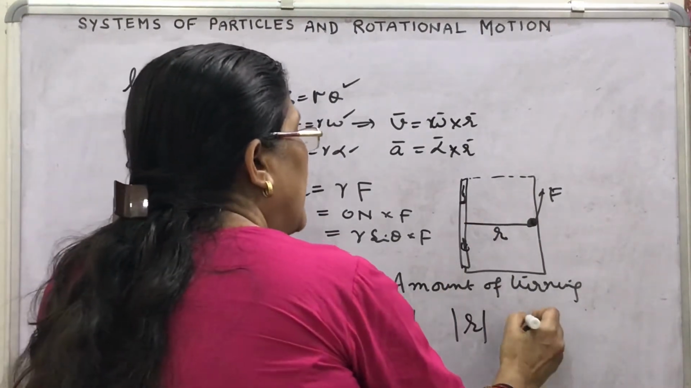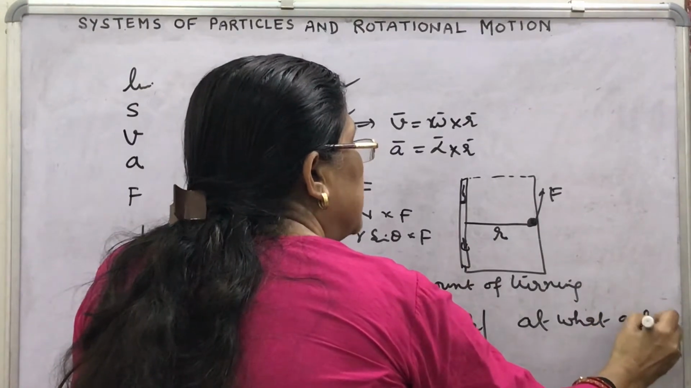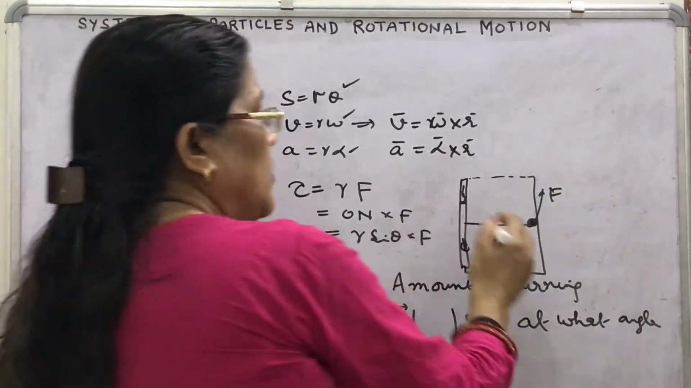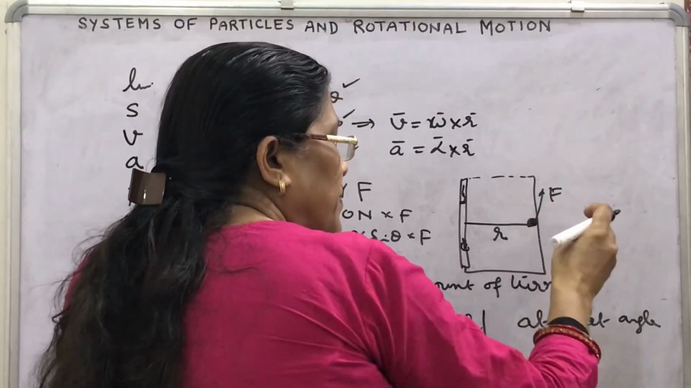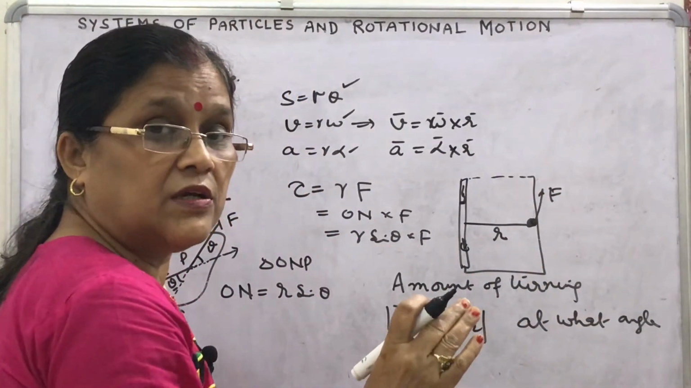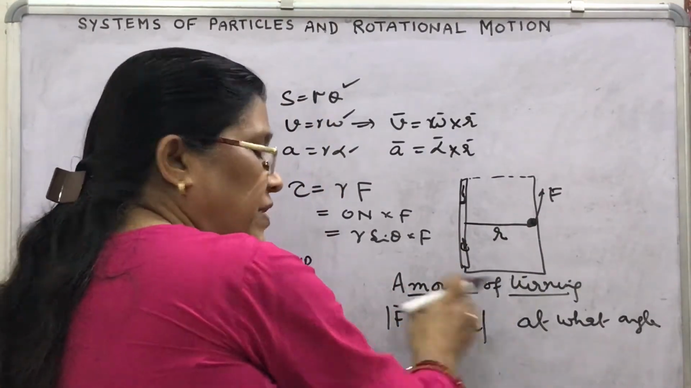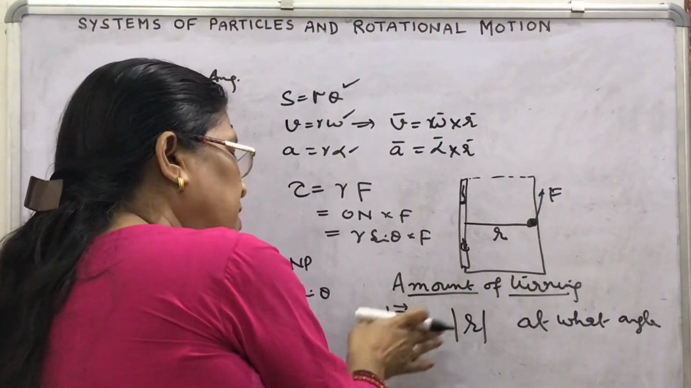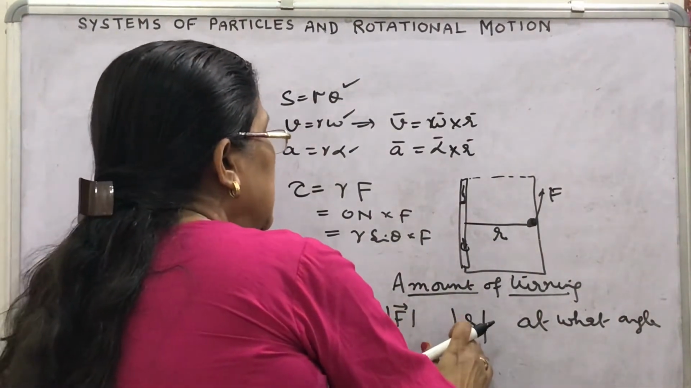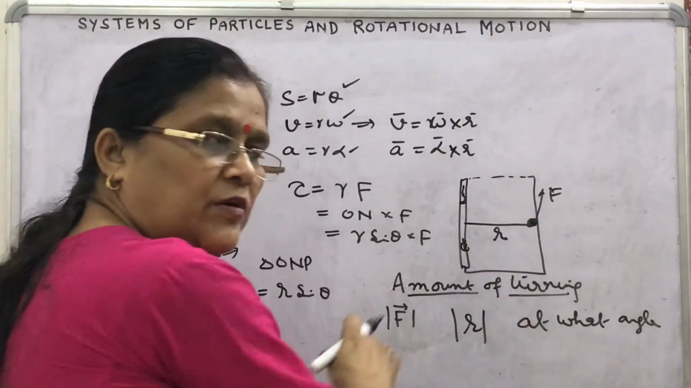Also, at what angle the force is applied. You know, when you apply the force perpendicular to the knob, the turning will be easier. So the amount of turning depends on these three factors. How much is the force applied? The more the force applied, the more the turning. If the distance of application of force from the axis is more, then the turning will be more.